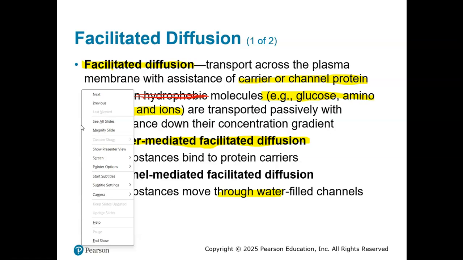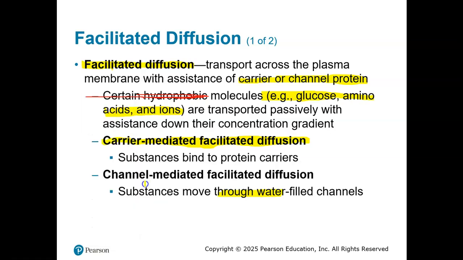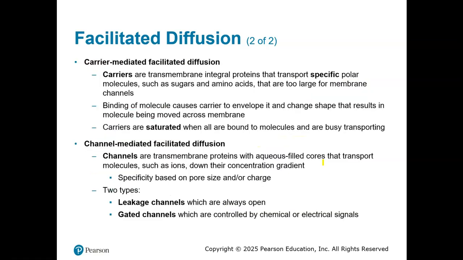Because glucose, amino acids, and ions are not hydrophobic. They are hydrophilic. They're water-loving. Hydrophobic is nonpolar molecules, which are lipid-soluble. So this word should be hydrophilic. Glucose and amino acids are polar molecules, and ions have a charge. So they are hydrophilic, and they're able to move through a carrier protein because they can't actually move through the phospholipid bilayer.